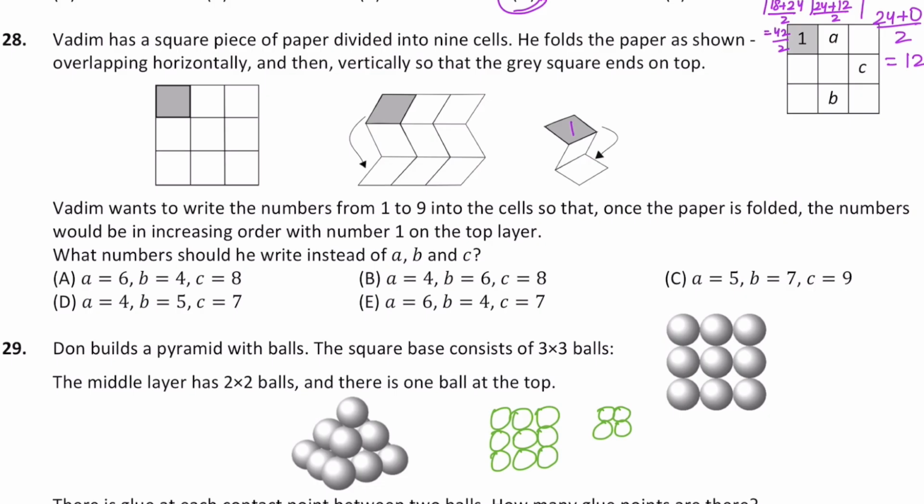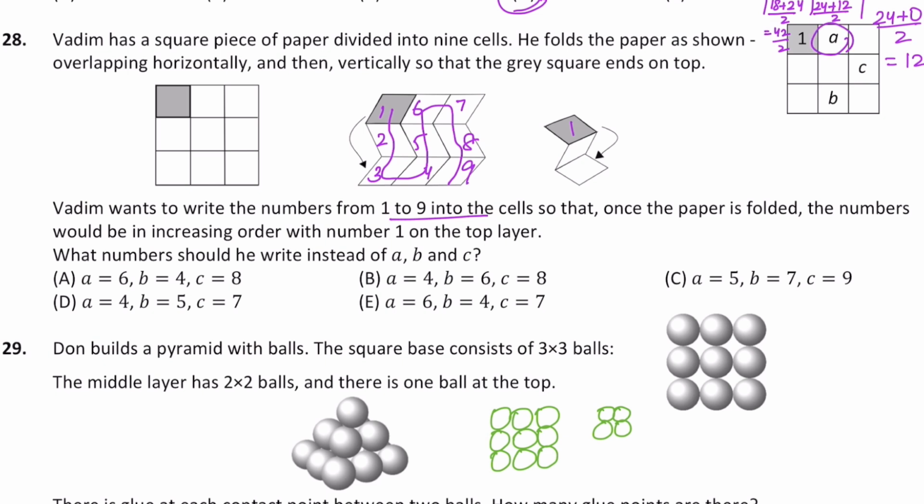It's kind of like goes here and then goes here, and that is what your folded paper would be. If it's hard for you to visualize, you can get a square piece of paper and do the same and figure out the pattern as well. Vadim wants to write numbers 1 to 9 into the cells. Once the paper is folded, the numbers would be in increasing order with number 1 on the top layer. So that means it'll just be 1, 2, 3, 4, 5, 6, 7, 8, 9.